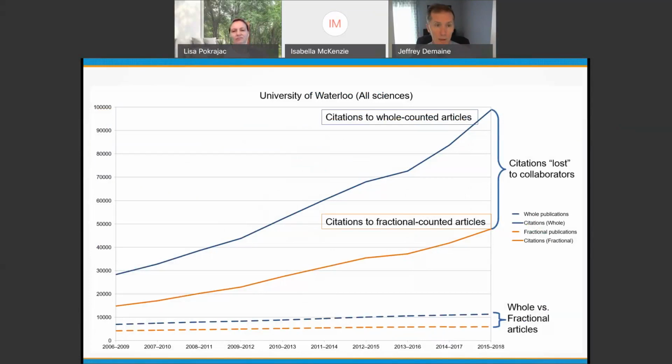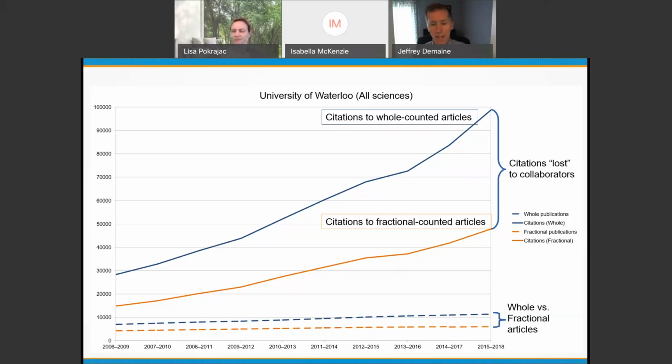Okay. Our second question is more of a comment. This is an interesting analysis, would be to compare Waterloo-only authors versus collaborations papers and see citation and pub number changes, as well as changes on top citation numbers. Do you have a quick comment on that, Jeff?